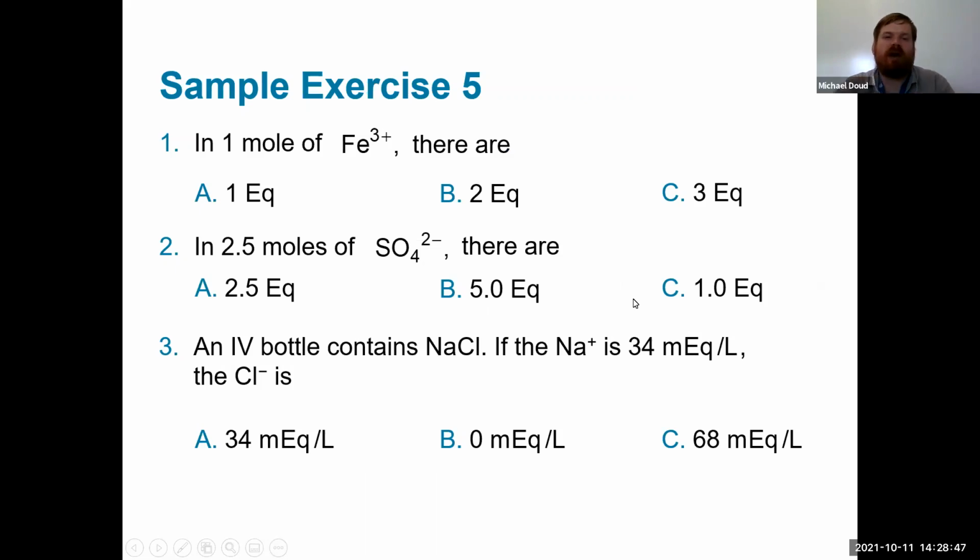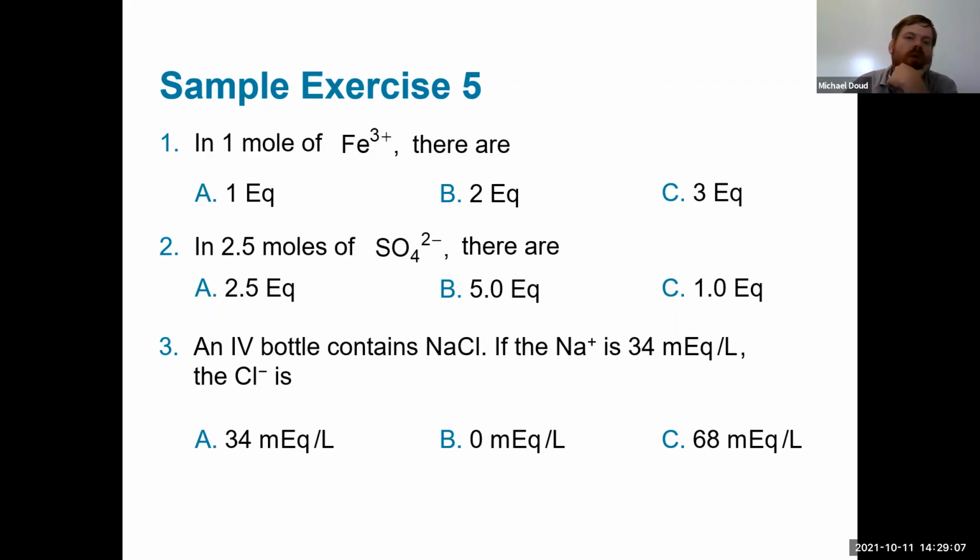Sample exercise number 5. So this is going to be based on equivalence that we were talking about before. So go ahead, pause the video here. Try to understand the equivalence talk that we were talking about before. And then when you come back, we will go over the answers. So go ahead, pause.